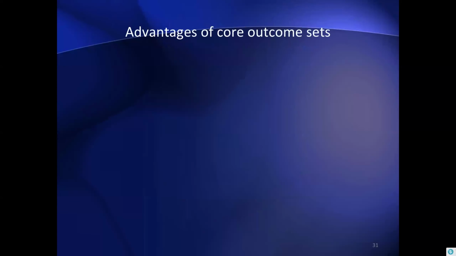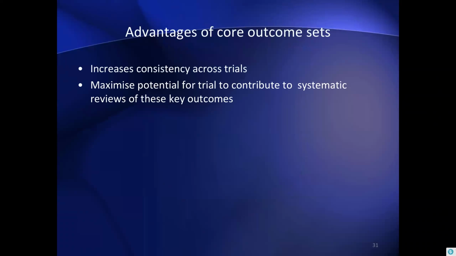Some of the advantages of core outcome sets is that it increases consistency across trials. It maximizes the potential for smaller trials in particular to contribute to systematic reviews of these key outcomes. And when you have a core outcome set, you're much more likely to measure appropriate outcomes because of the need in the development of core outcome sets to involve multiple different important stakeholders to determine what should actually be core.